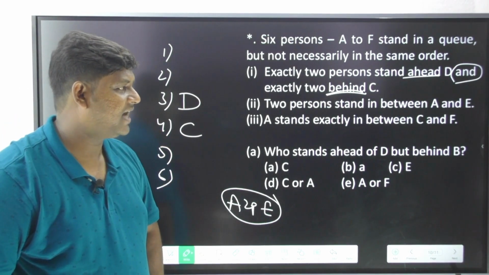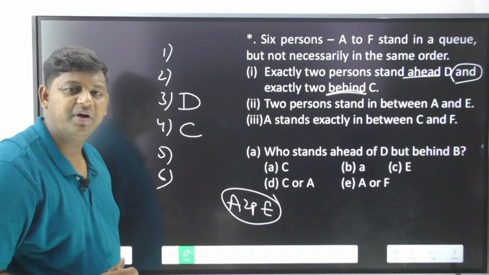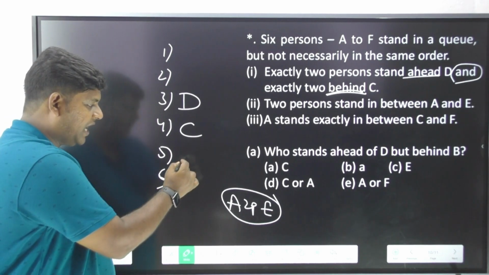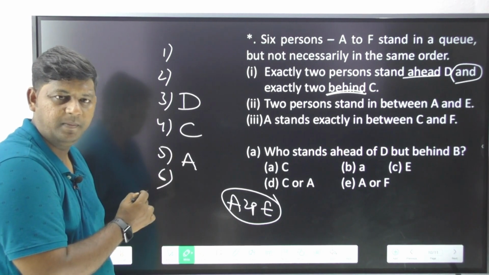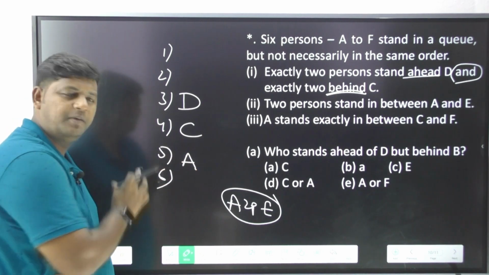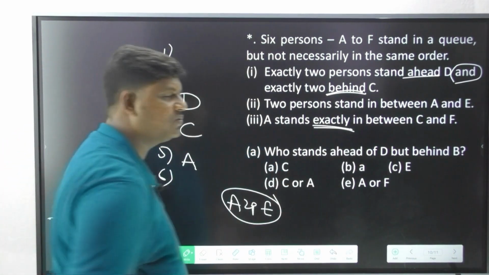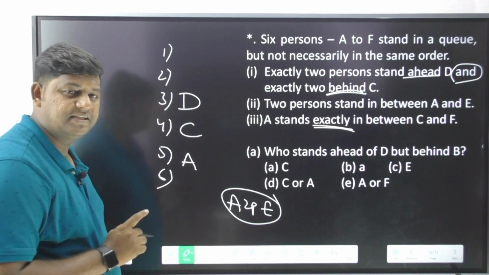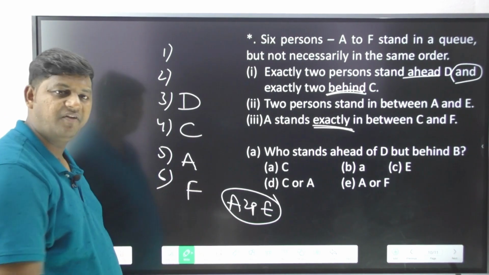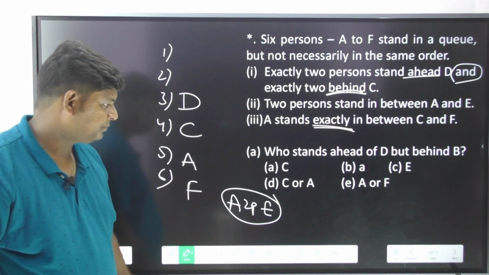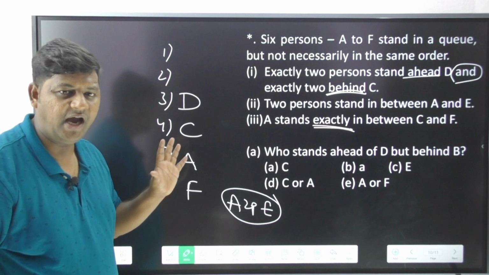A stands exactly in between C and F. Now A is going to stand in between C and F. Because we already got C over here at position number 4, I will try to place A at position number 5, and the keyword clearly mentioned here is what? Exactly. It is going to stay exactly in between C and F. Now if I place F at position number 6, A is standing in between C and F, correct? This is the way I can allow.